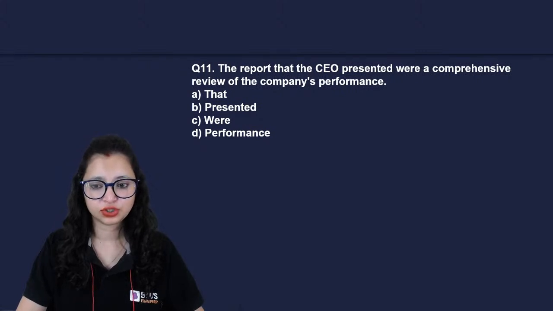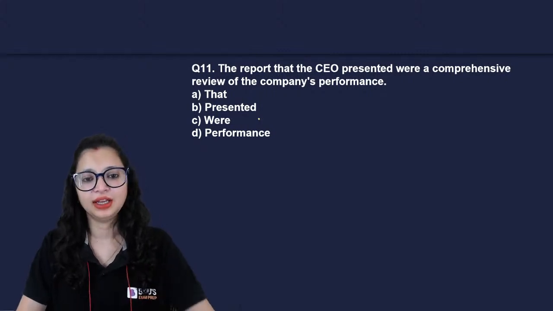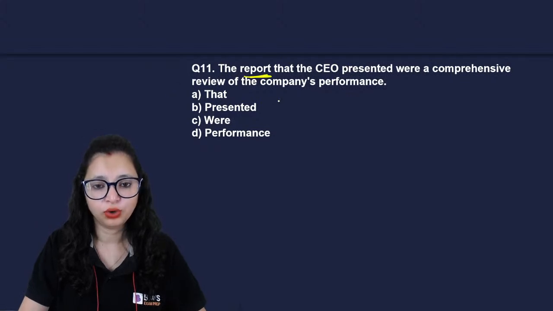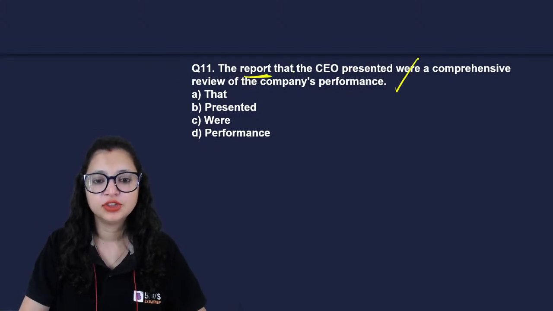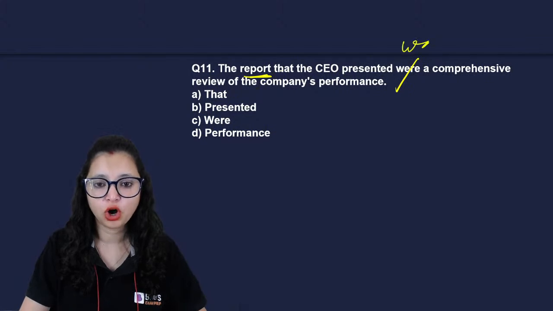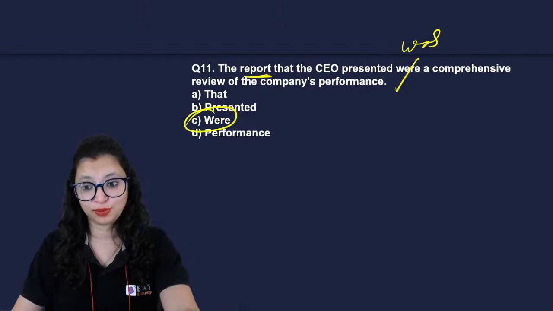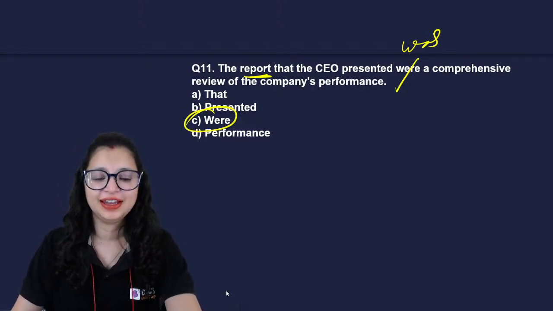Himanshu says A in this question. Sushmita says C. This is an easy one. You see, the report is a singular noun. It will be followed by a singular verb. The report that the CEO presented was a comprehensive review, and that's exactly why C is the incorrect option. So it should be was. Next question, everyone. C is our answer here.